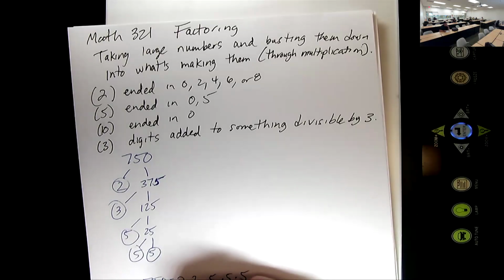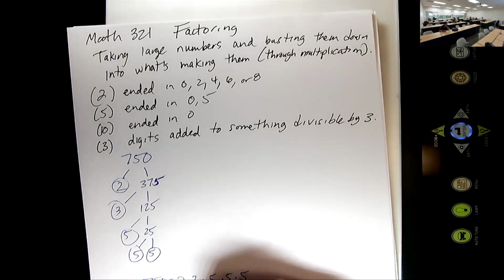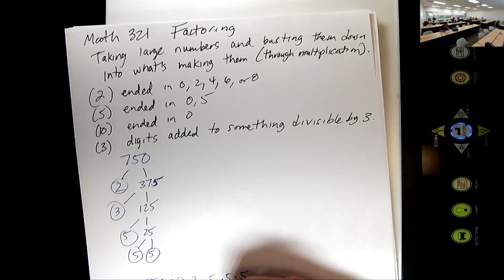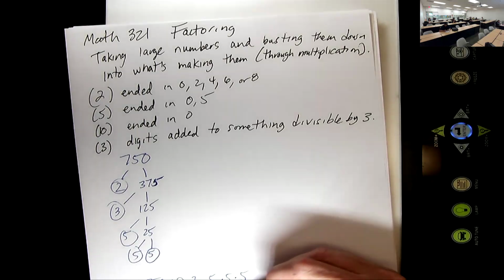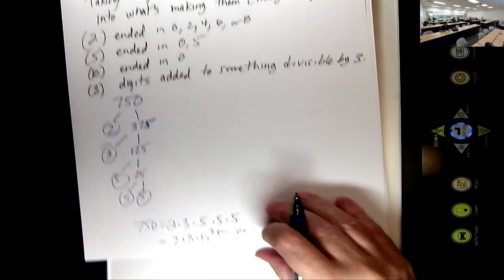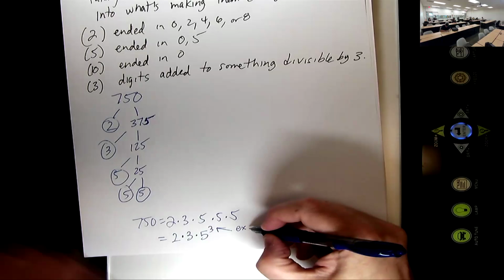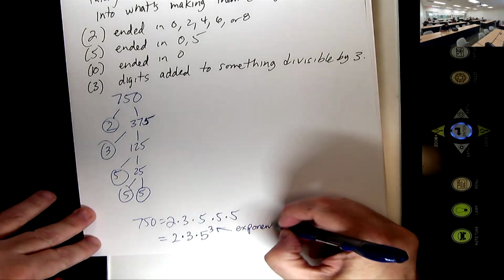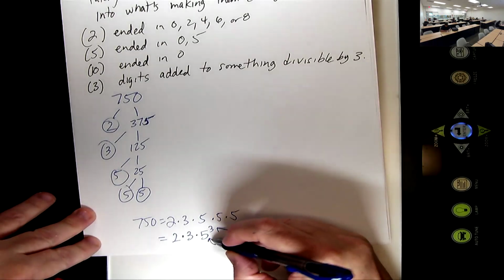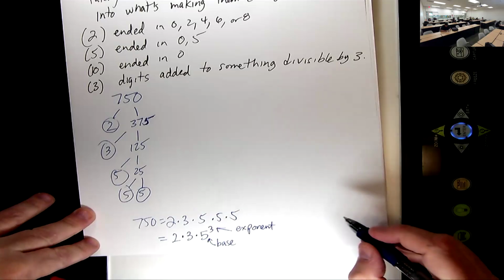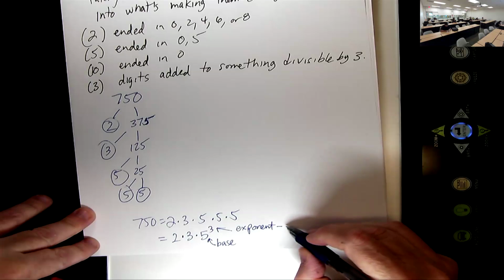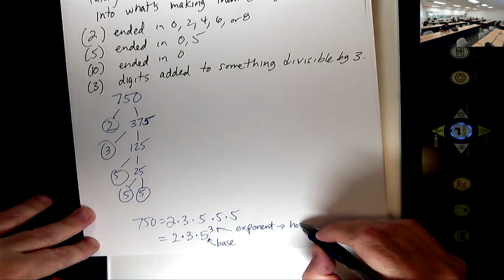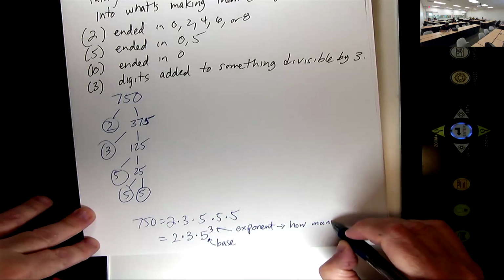This is the same thing as writing 2 times 3 times 5 cubed. This is called an exponent. That's called the base. And the exponent says how many times the base should multiply by itself.